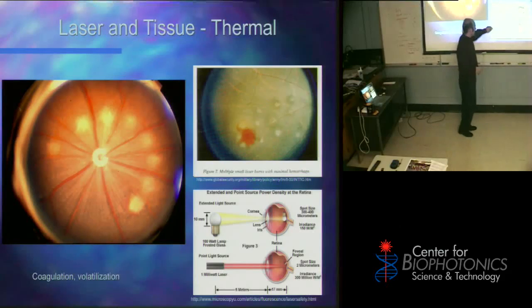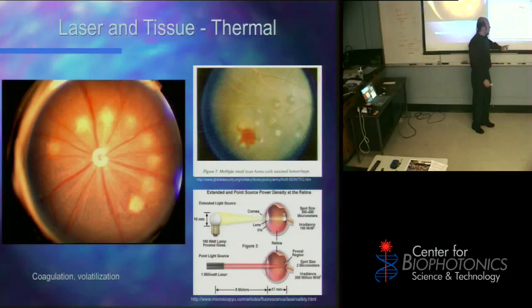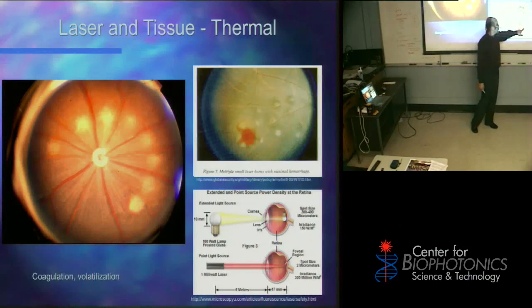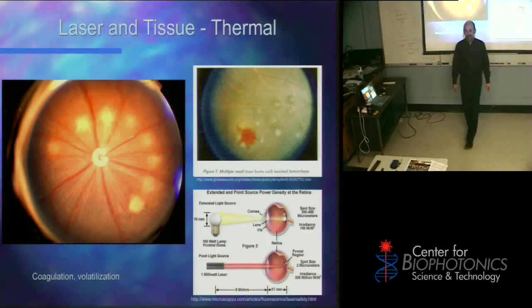Now, if I take a 1 milliwatt laser, and this happens to be a 5 milliwatt laser, and I shine it into the eye from 5 meters, I get a spot focused on the eye of 2 micrometers. Notice this was 300 to 400, and this is 2 micrometers. This was 100 watts, and this is 1 milliwatt. Much, much smaller. I've concentrated it into a very, very small spot. The irradiance is now 300 million watts per square meter.